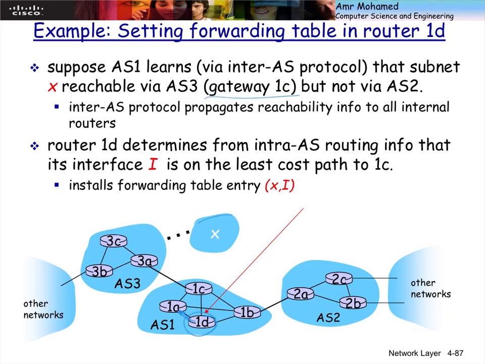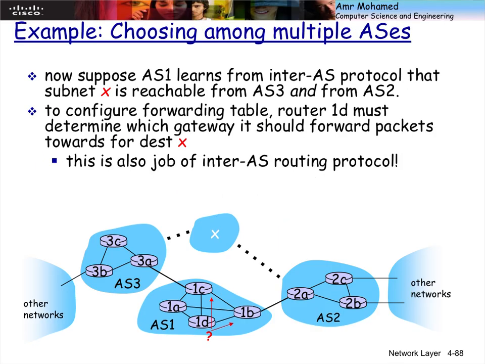It will have to go through gateway 1C. From 1D to 1C, that's the shortest path, normal. That's a normal shortest path, RIP, EIGRP, whatever. And then the router 1C will have to use the highway. Okay? This is a complicated example. So if router 1D wants to reach X, it knows from the routing table that there is reachability information through autonomous system 2 or autonomous system 3.